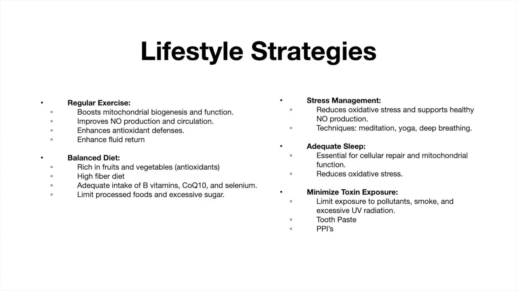General lifestyle strategies. Regular exercise boosts your mitochondria, gets oxygen where it should be, lets your body know you're alive, and moves the lymphatic fluid. A balanced diet rich in fruits and vegetables is good because they're antioxidant. They also make you a little more alkaline. High fiber diets keep stuff moving through your system.